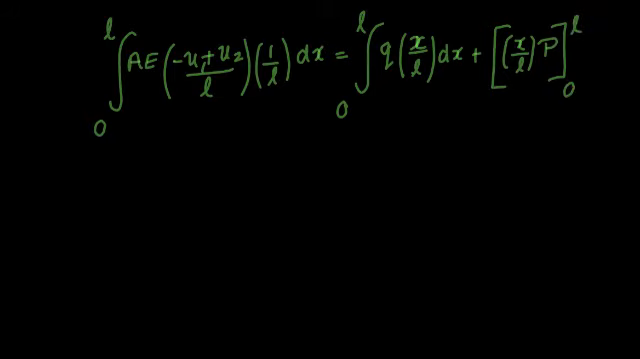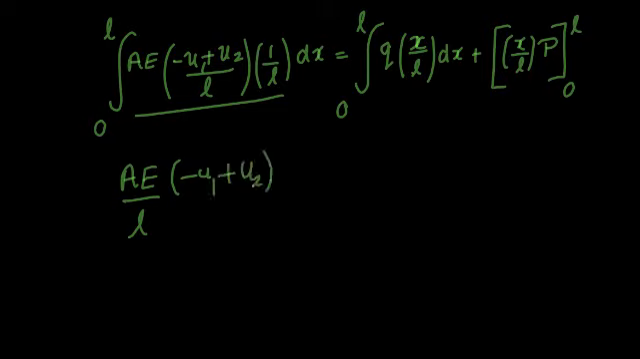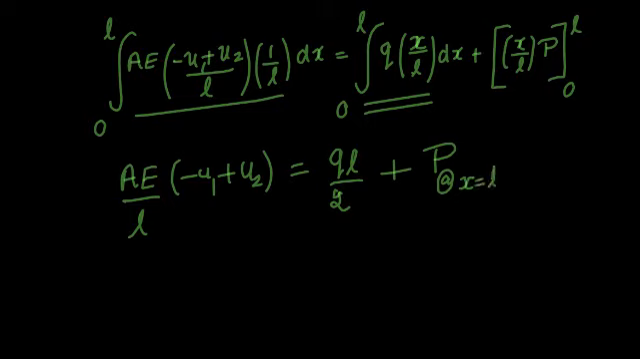Now in the next step, these terms can be taken outside the matrix. If you integrate that, it simply becomes L. So the term that you are going to get is AE over L into minus u1 plus u2, is equal to, if you simplify this term, QL over 2. And if you substitute the upper limit, you will get the load at x equal to L. When you substitute the lower limit, it just becomes 0. So this is going to be our equation number 2.